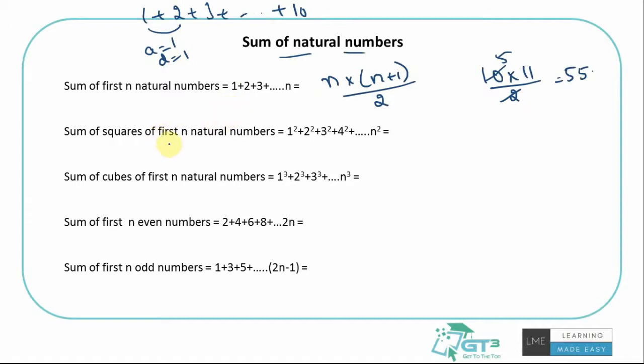Similarly, the sum of squares of the first 10 natural numbers, that is 1 square plus 2 square plus 3 square plus 4 square. If you see, this is not a geometric progression or an arithmetic progression. The formula for this is n into n plus 1 into 2n plus 1 by 6.